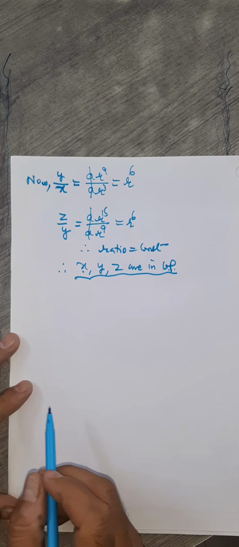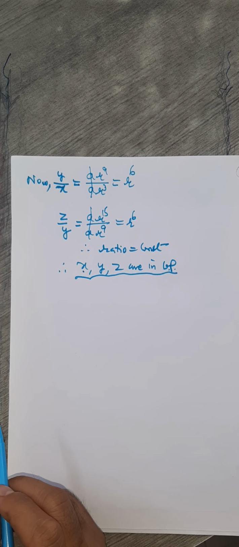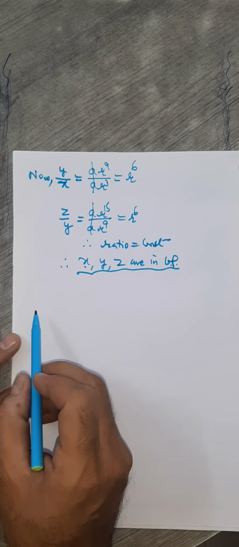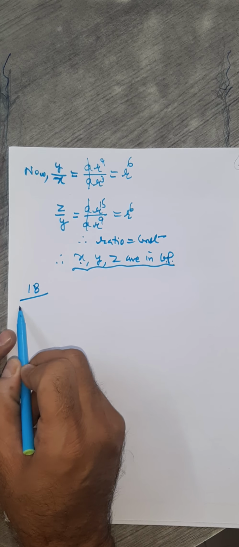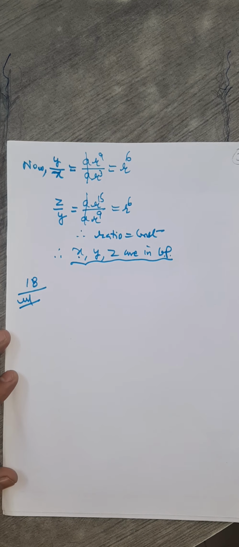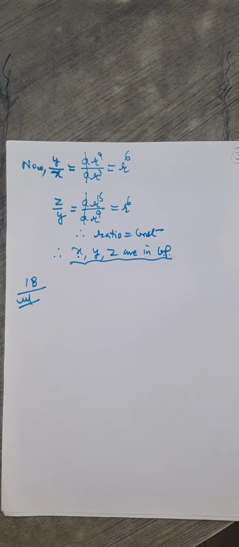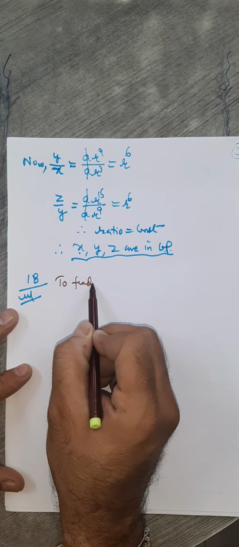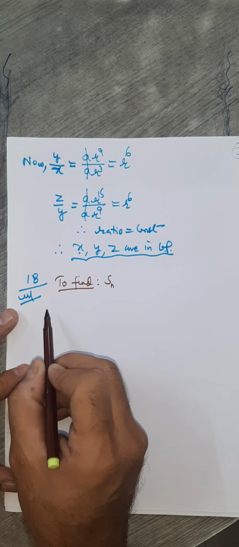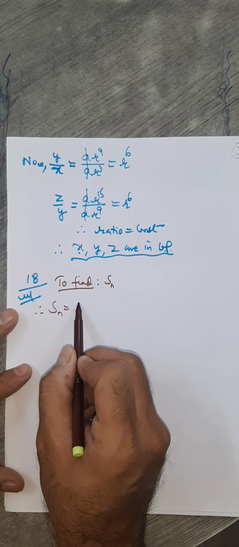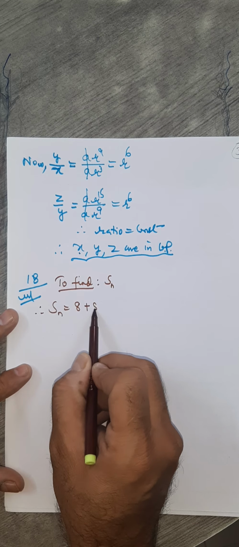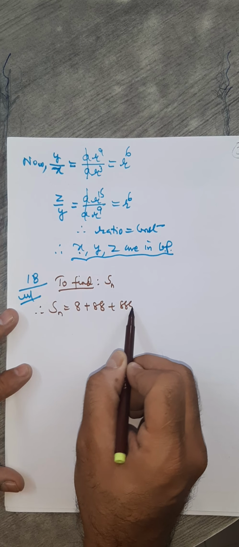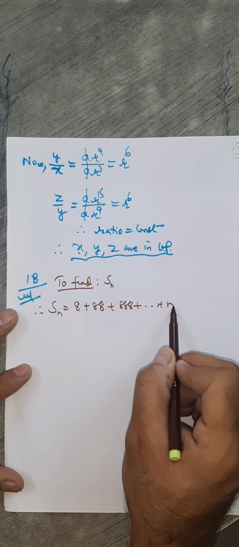Next question. Let's go to question number 18 here, which is a really nice question. In the 18th question, you are given one sequence and you are asked for SN, right? So here the question is to find the SN, the sum of n terms of a given sequence. So SN means the sum of how many terms? n terms. So 8 plus 88, 888 and so on for n terms.